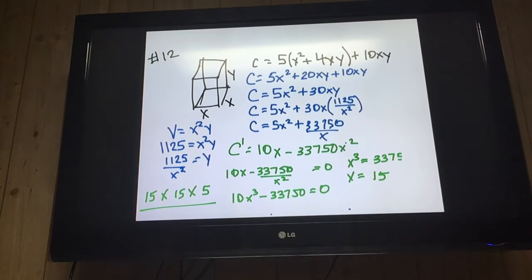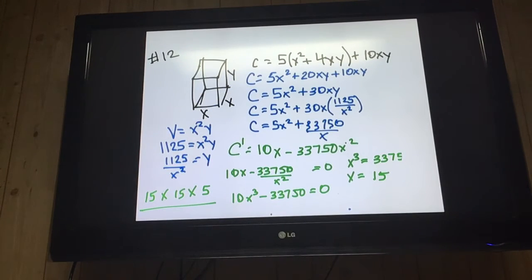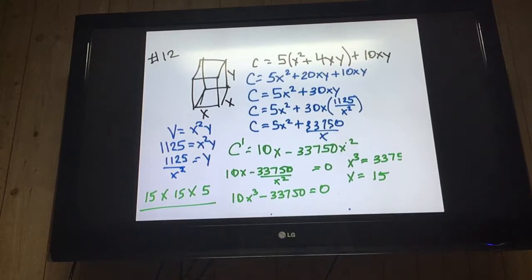Okay, so they tell us that the cost is this equation here. So they helped us out a little bit. They gave us the equation that we're going to minimize or maximize. And here we probably want to minimize because we always want to minimize cost.